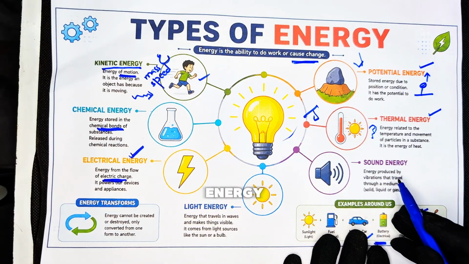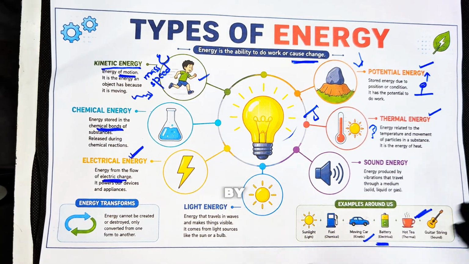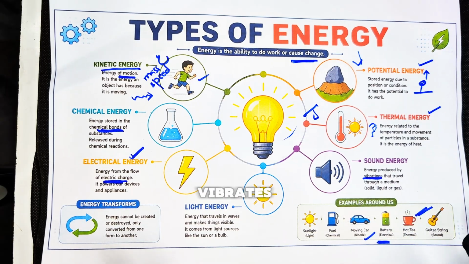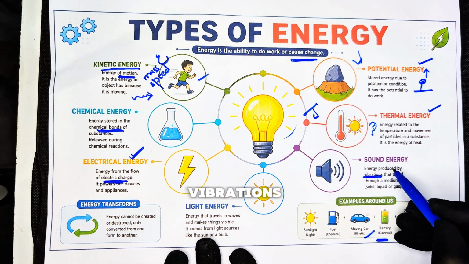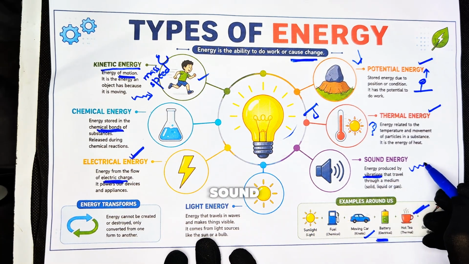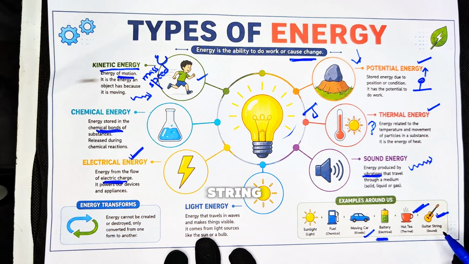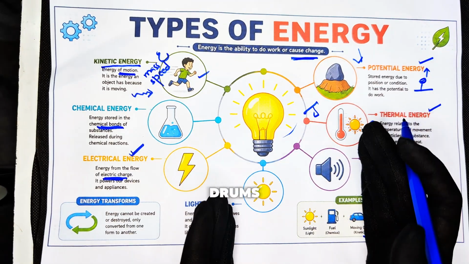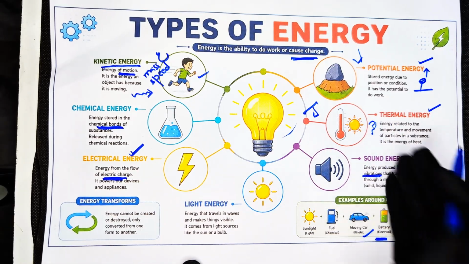Now, sound energy. Sound is produced by vibrations. When something vibrates, it causes particles in a medium such as air to vibrate too. These vibrations travel as sound waves. For example, when you pluck a guitar string, the string vibrates, and those vibrations produce sound. Speakers, drums, bells, and our vocal cords all produce sound through vibrations.